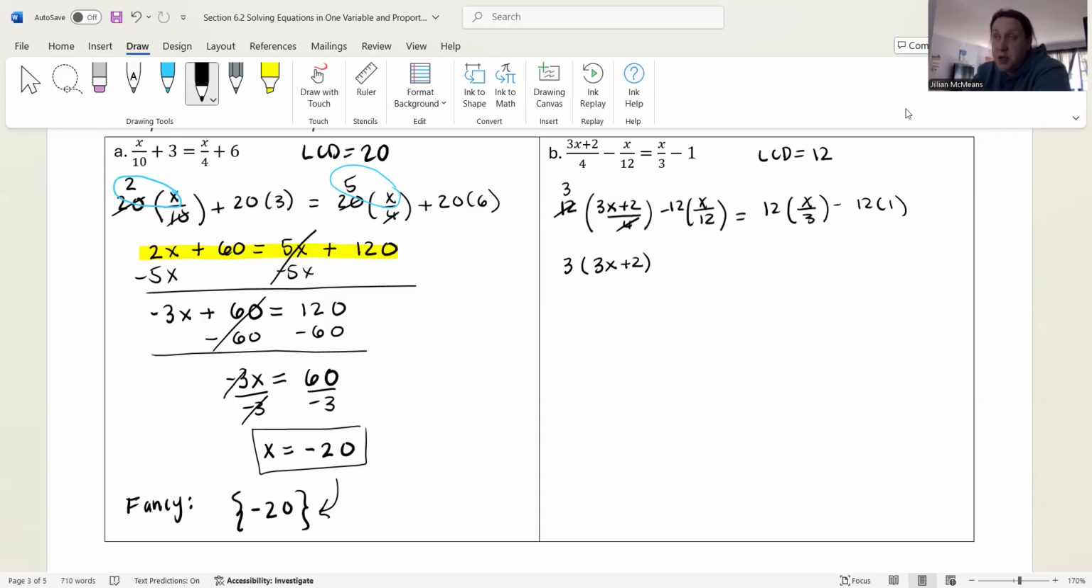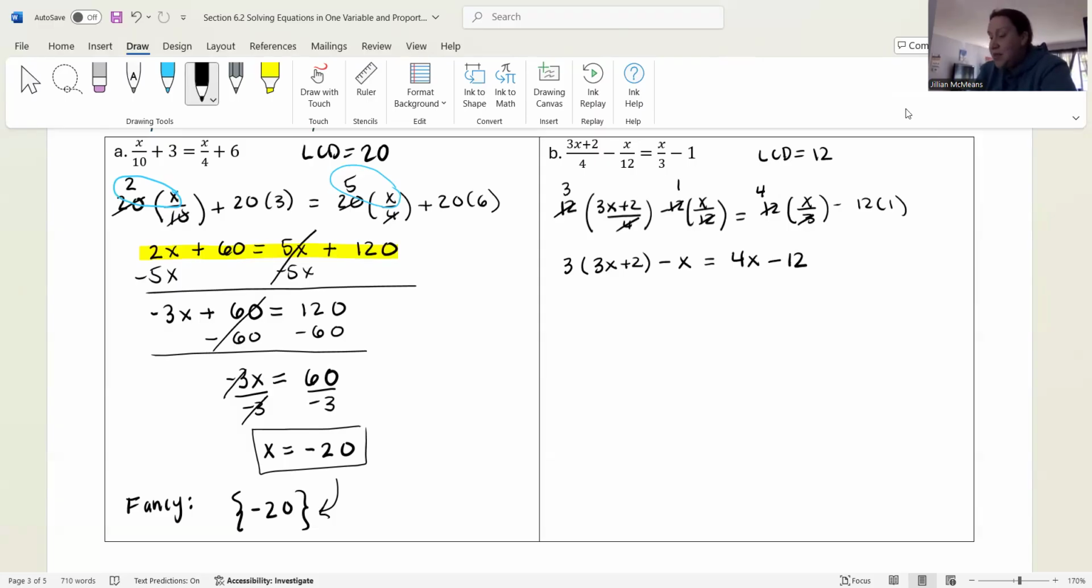For the second term, I want to see how many times my denominator of 12 will divide into my LCD of 12. So 12 will divide into 12 one time. So I'm left with just negative 1 times x, or just minus x. For the third term, I want to know how many times 3 will divide into 12. So 3 will go into 12 4 times, and I'm left with 4 times my numerator of x, so 4x. And then finally, I have minus 12 times 1. Well, 12 times 1 is just 12, so minus 12.